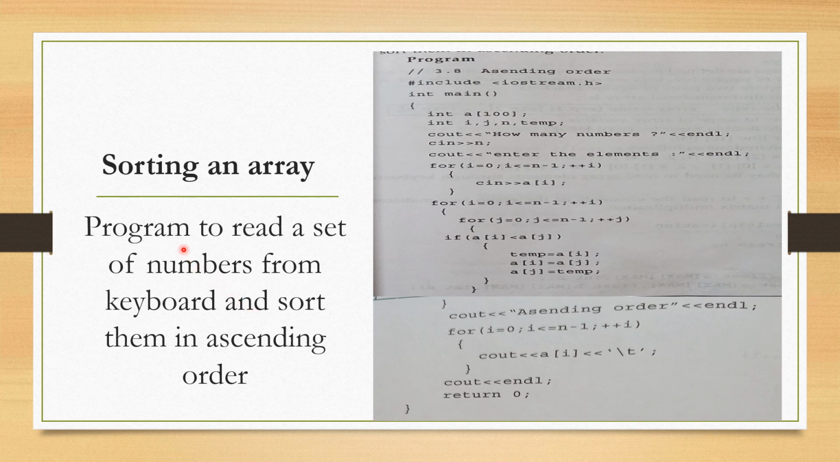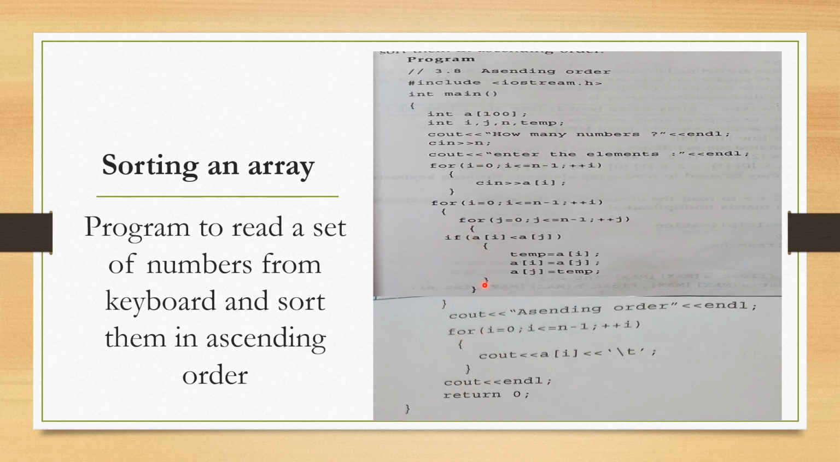Now the next program is sorting an array. Program to read a set of numbers from the keyboard and sort them in ascending order. In an earlier program, we keyed in some numbers. All numbers are stored in the A array. Then within the array, we found the largest number. Now it is the same thing; what changes is the numbers you have stored in memory in the array. After that, you go for the bubble sorting method.